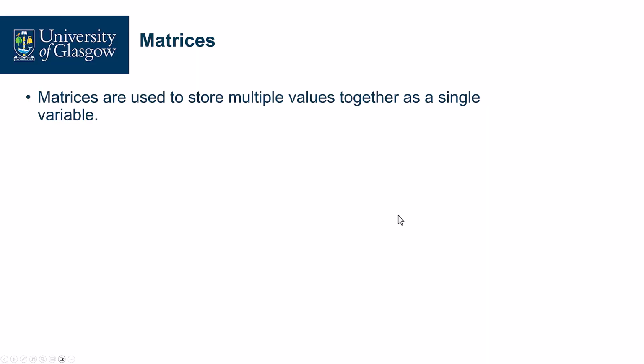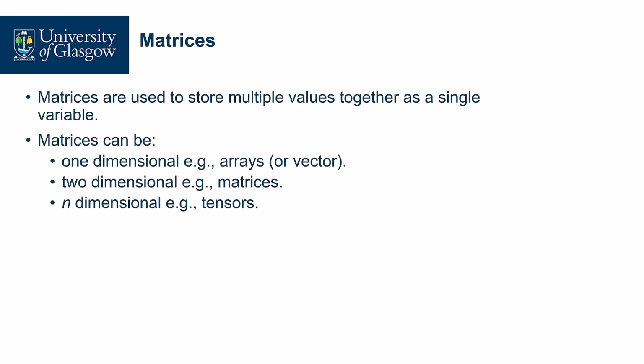First, let's see what is a matrix. Matrices are variables that are used to store multiple values together in a single variable. According to dimensions, we have a one-dimensional matrix. In this case, we often call it a vector or array. When it's two-dimensional, we call it a matrix. When it's more than two, it's n-dimensional, we call it tensors.